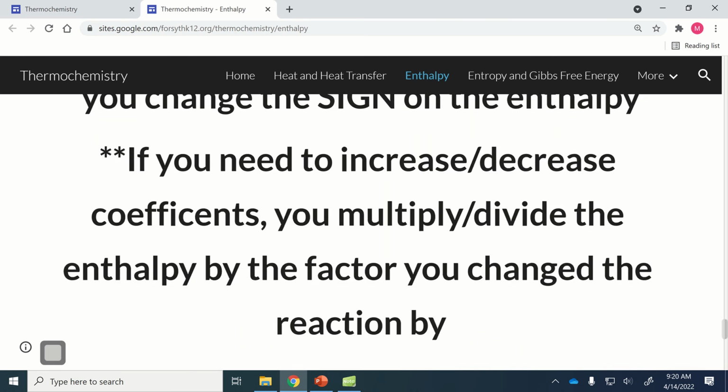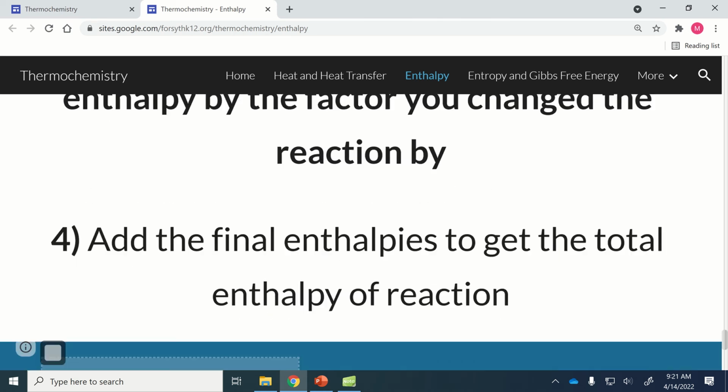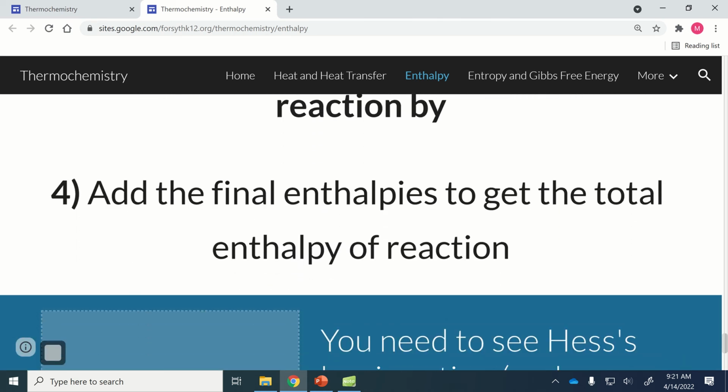If you have to increase or decrease the coefficients by a certain factor, so if you increase everything by 2, you need to multiply the enthalpy by 2. You have to multiply or divide the enthalpy by that factor you change the reaction by. At the end, you then add all of those enthalpies up. If you put your chemical reaction back together and everything is as it is, you simply add all of those enthalpies up. Add/subtract, because again, they might be negative, but you add them all up.